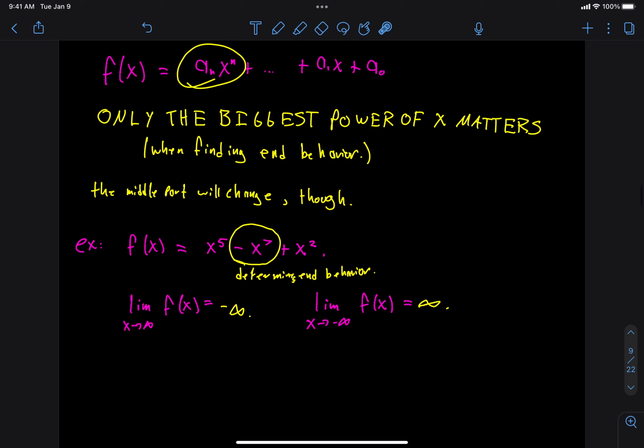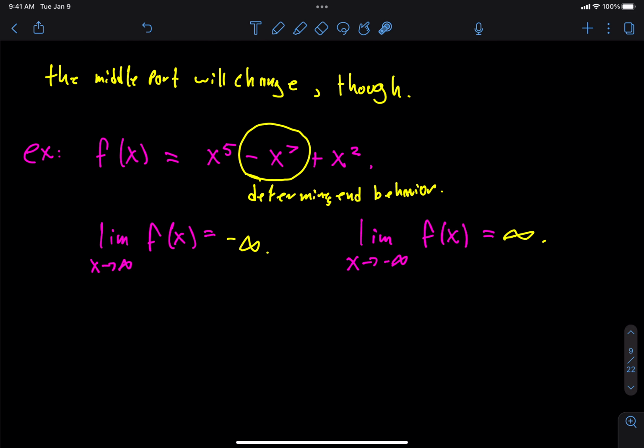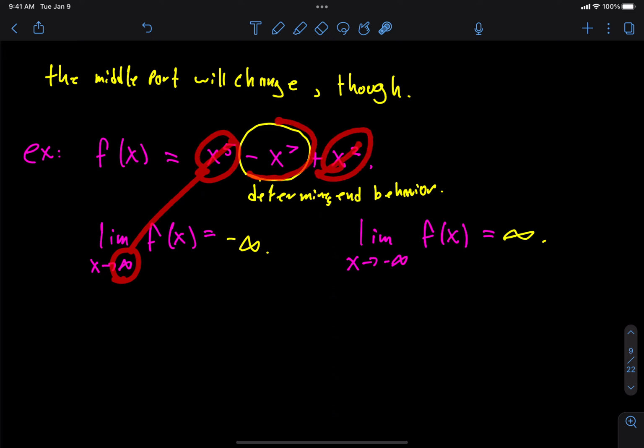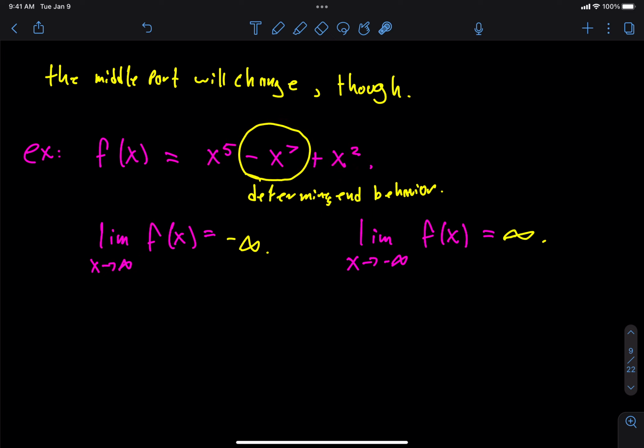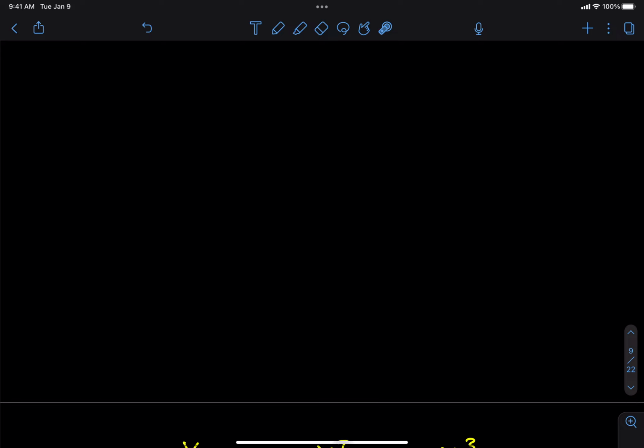So we did an example where we showed, okay, if I have a sum of x to the 5th minus x to the 7th plus x squared, the only term that matters whatsoever for determining the end behavior is the largest power of x. So we said, okay, when x goes to positive infinity, I'm not going to worry about this term. I'm not going to worry about this term. I'm just going to ask myself, what happens to the value of negative x to the 7 when x becomes arbitrarily large? And the answer is, it becomes arbitrarily large and negative because of this minus sign. Okay, so that was end behavior.